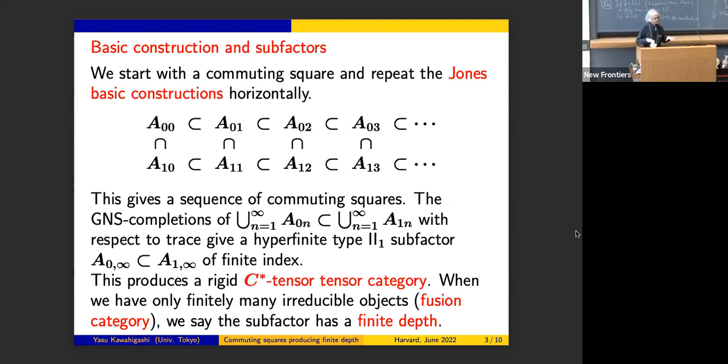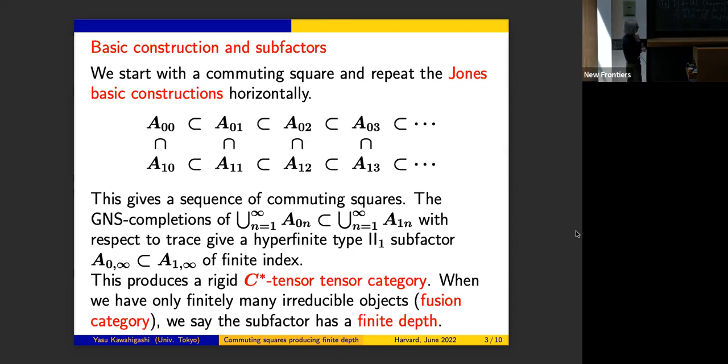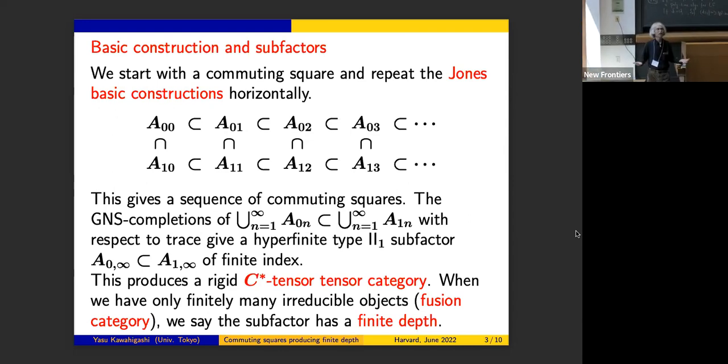For the top line, we have an increasing sequence of finite-dimensional C-star algebras, and the union is the union of the A0n. And in the second line, we have another union of the A1n, and then we have this inclusion, and then we can take a certain closure of these two infinite-dimensional algebras. Then we get a so-called hyperfinite type II-1 factor. This is a famous von Neumann algebra, infinite-dimensional operator algebras. Then the limit algebras A0 infinity and A1 infinity are hyperfinite II-1 factor von Neumann algebras.